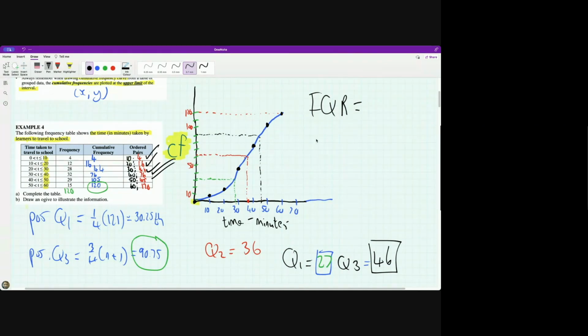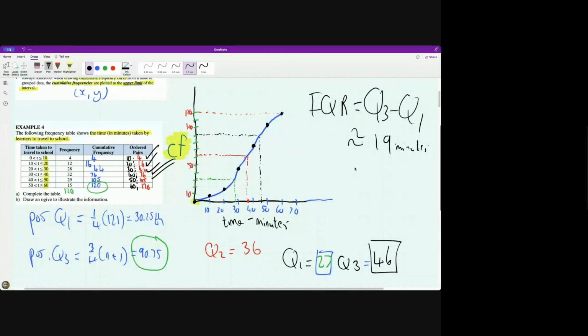So the interquartile range is just Q3 minus Q1. So you go 46 minus 27, and it's going to be approximately, because it is an estimate, 19 units. So the interquartile range is 19 minutes. And that's it. So what I've done here is, even though I didn't have a list of data, I've worked out an estimate for Q1, Q2, Q3, and I've worked out that the interquartile range is approximately 19 minutes.